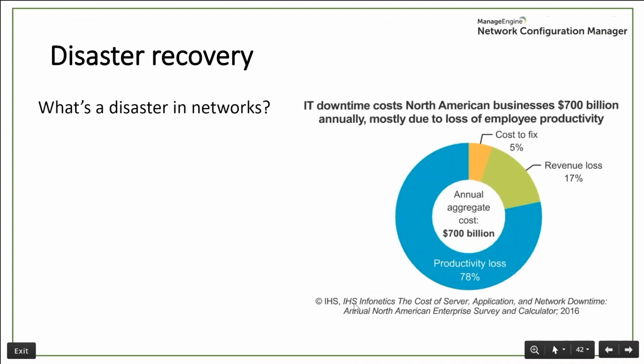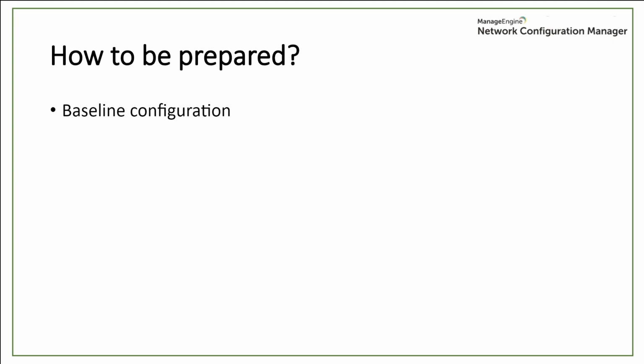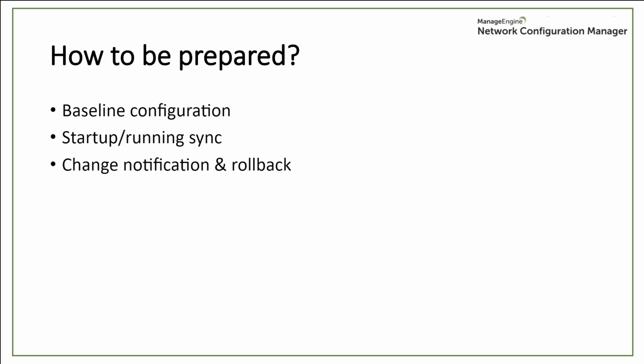Now, let us see how to be prepared during a disaster. The major disasters in networks are network outages, security breaches, and performance degradation, which lead to loss of business. In this graph, you can see that North American businesses have lost almost $700 billion annually because of loss of employee productivity. How to be prepared? NCM provides options like baseline configuration, startup running configuration sync, change notification and rollback, and exporting configuration.